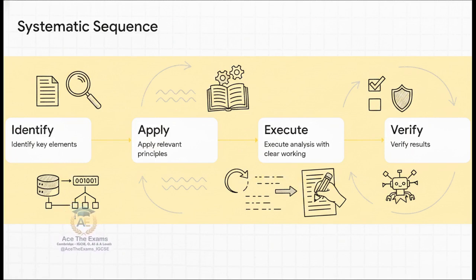Step 3, execute analysis with clear working. This is where the rubber meets the road. This is where you write your code or structure your paragraph, showing exactly how the loop iterates over the file. Step 4, verify results. This is your ultimate quality control. You need to mentally dry run your logic against an edge case, like an empty file, to ensure your program doesn't just crash. When candidates consistently apply these 4 steps, messy, chaotic answers completely transform into highly structured, examiner-friendly responses.